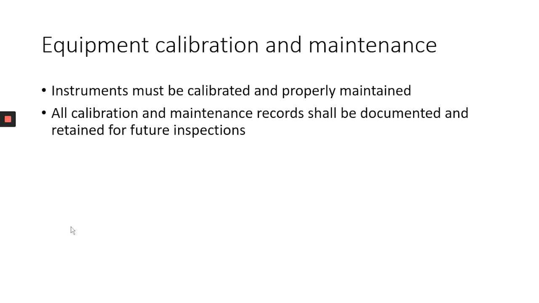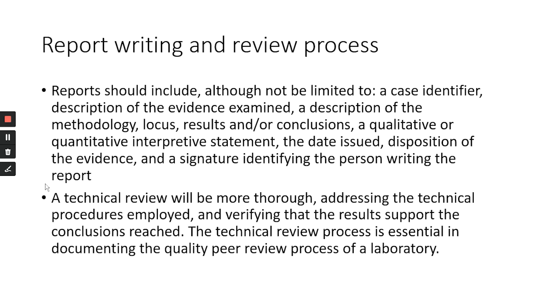Equipment calibration and maintenance. Your equipment must be calibrated and maintained. Okay, what does that mean? Are you sure that the pipette that you use, if you take 100 microliter, when you push that pipette, is that 100 microliter? That's why the pipette and all the equipment in the lab must be calibrated regularly to ensure that your equipment is functional. Report writing and review process.